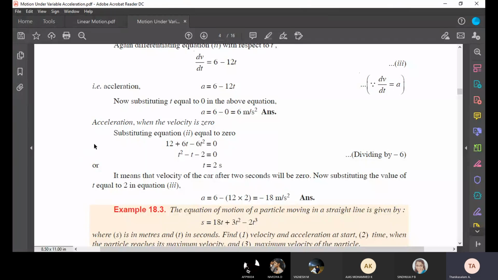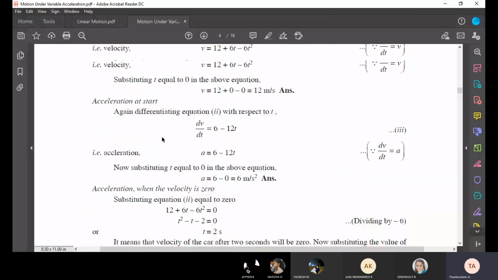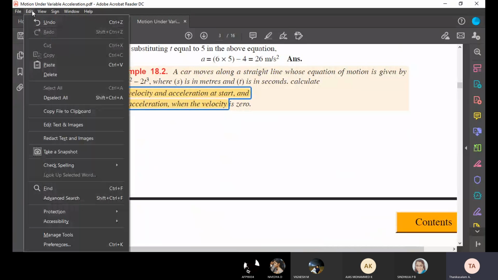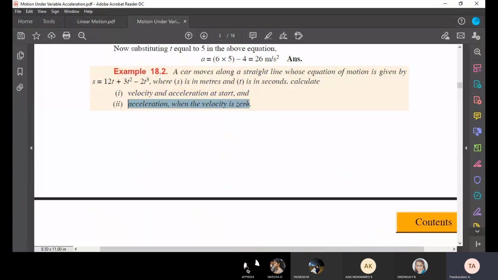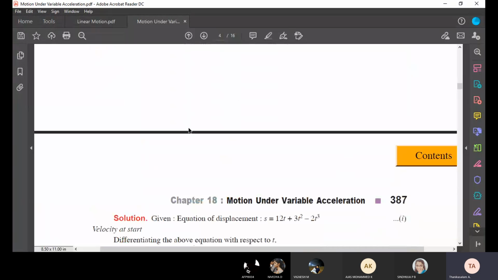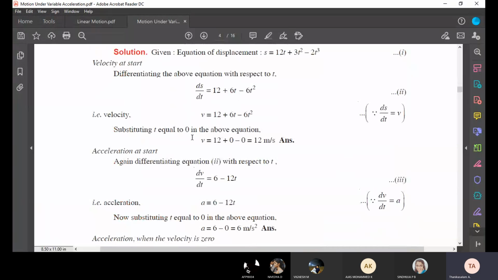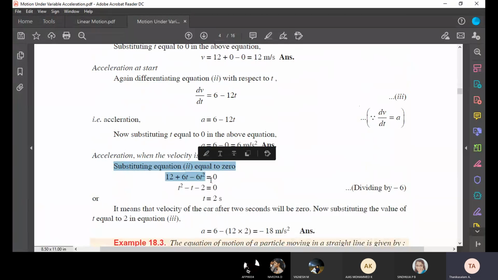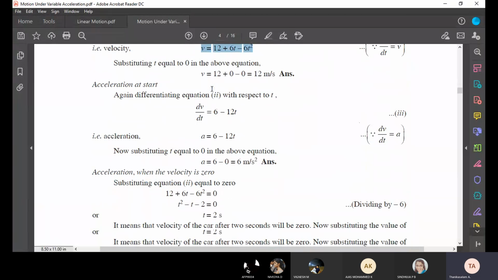Okay. Now come to the second aim. Students, in the second aim they asked, what is the acceleration when velocity becomes 0? Already we have the velocity equation. They mention velocity 0, therefore you put it equal to 0. Velocity equal to 0. Already we have the velocity equation, so you put it equal to 0.